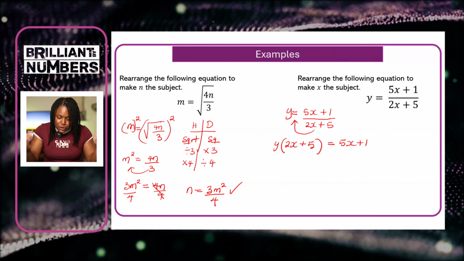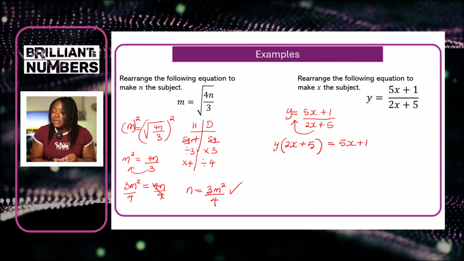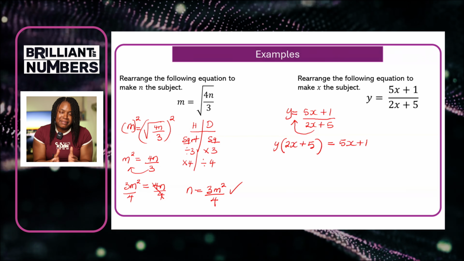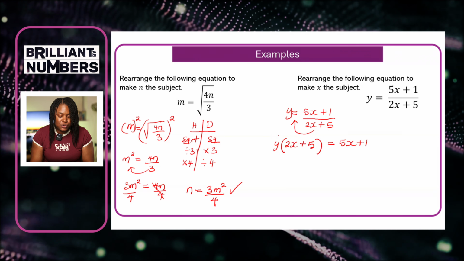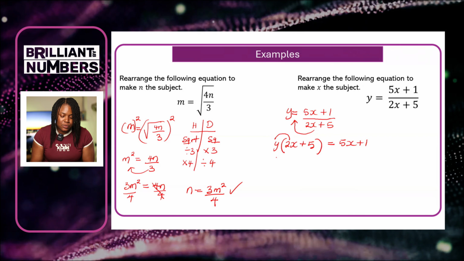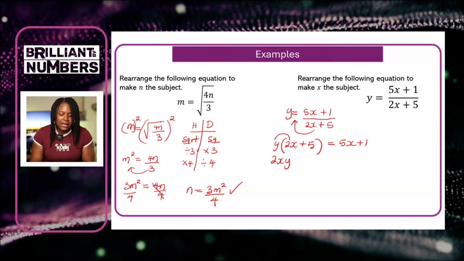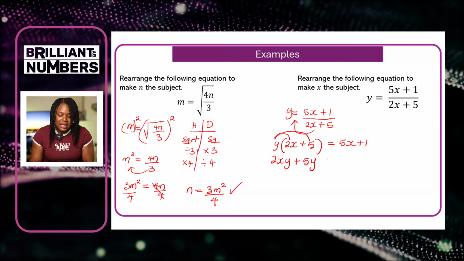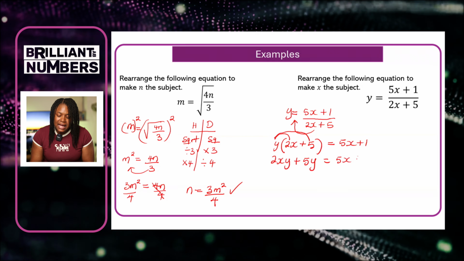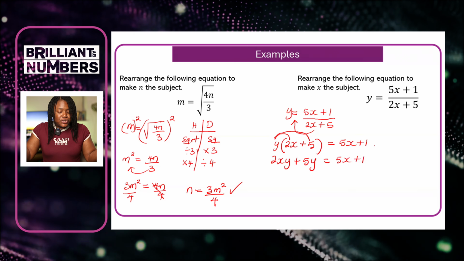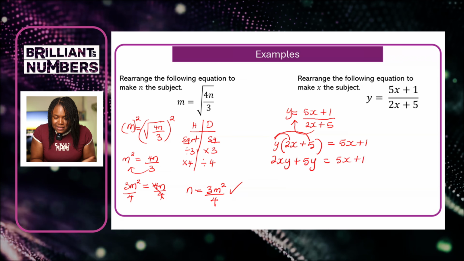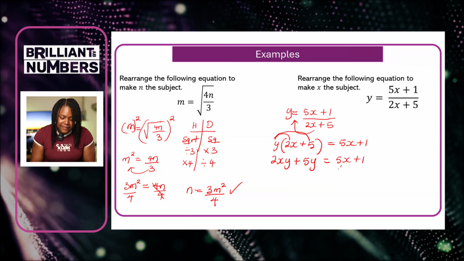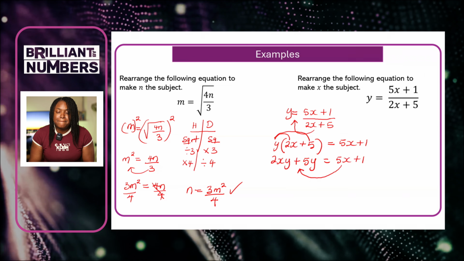Now, because there are 2 of the variables involved that we want to make the subject, I need to expand this bracket and then collect my like terms. So we are going to now do y times by 2x, which is 2xy, and then y times by 5 is equal to 5y. That's now equal to 5x add 1. Now, because there are 2 x's involved, I need to put the x term together, which is called collecting the like terms. So I'm going to put 5x to this side, where it's now going to be a minus 5x.